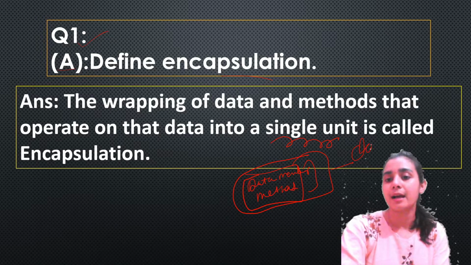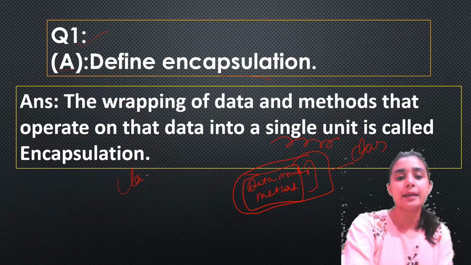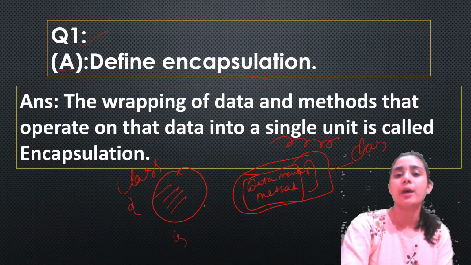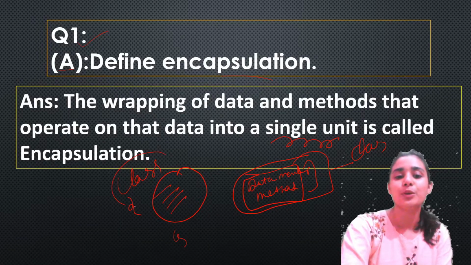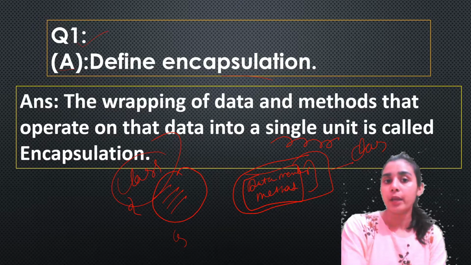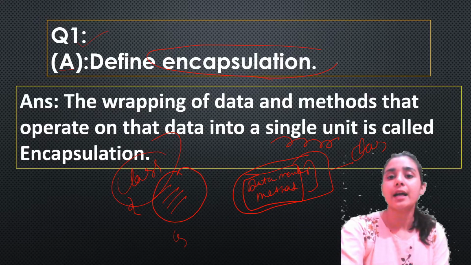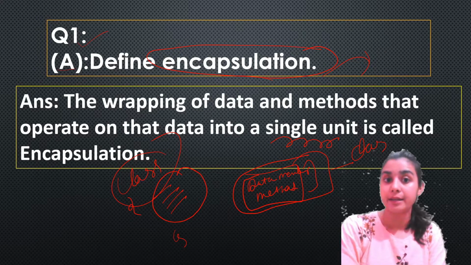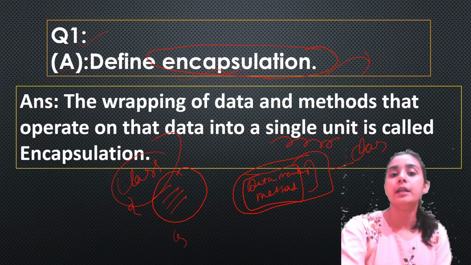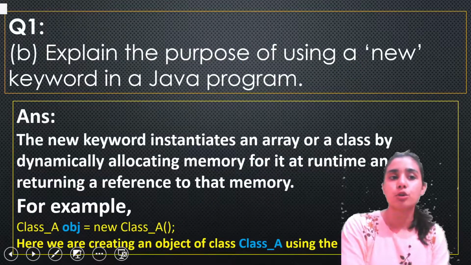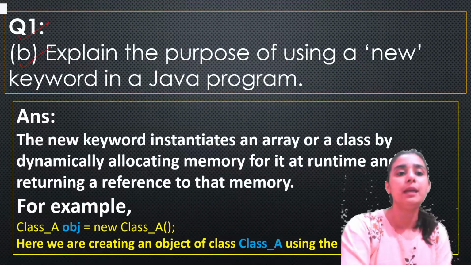Unit means class. So we are declaring our class, and inside the class we are declaring some functions and some variables. They all are wrapped together into a single unit, and that unit is called a class. So this is called encapsulation. Through encapsulation we are achieving how to hide the important data. So this definition you have to write. I'm moving to the next question, question 1's B part.